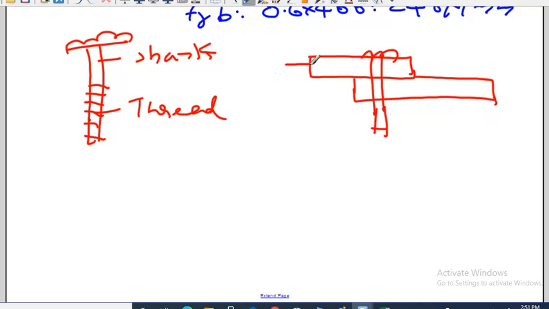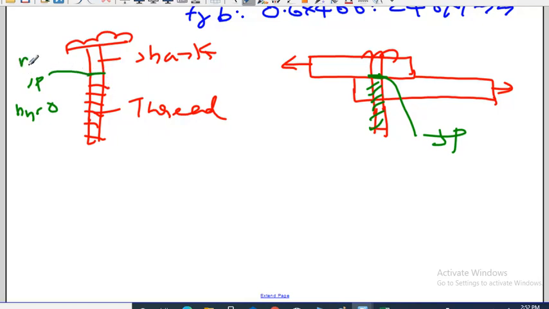When the load comes like this, it can fail here, at this location. This is the shear plane. Normally the thread will be starting from here and here, and your shear plane is somewhere here. So the shear plane is not in the thread area. In this case, you will write Nn is equal to 0, meaning the shear plane is in the shank area. This is the shank; from here to here, it is shank.